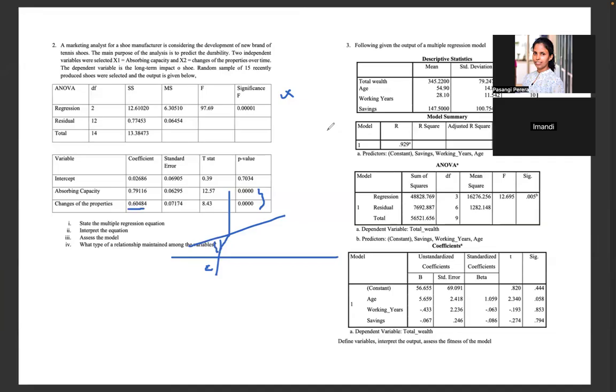You can interpret it: approximately 94%, or 0.9421, of the variation in durability is explained by the model, indicating a strong fit. Likewise, you can interpret it from any method. You can assess the model.